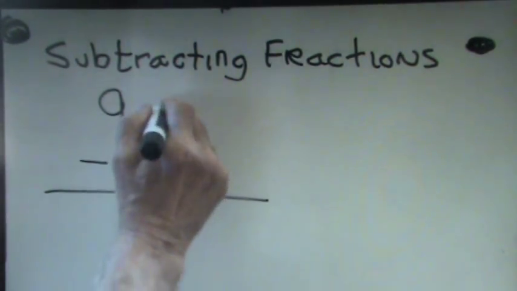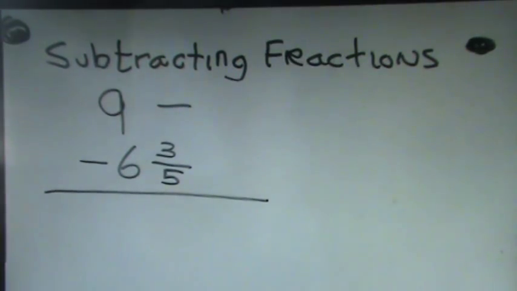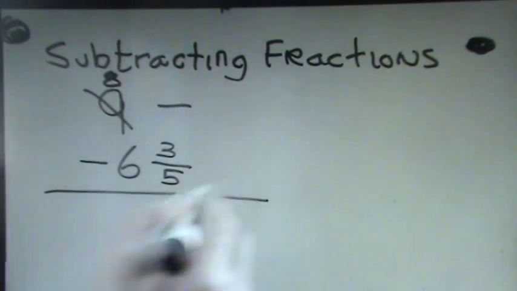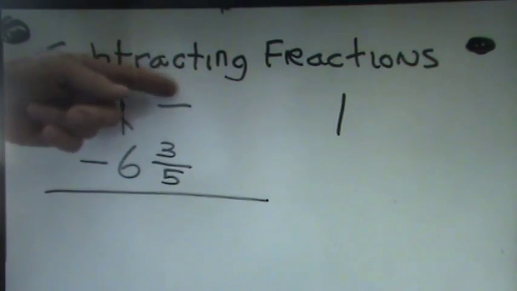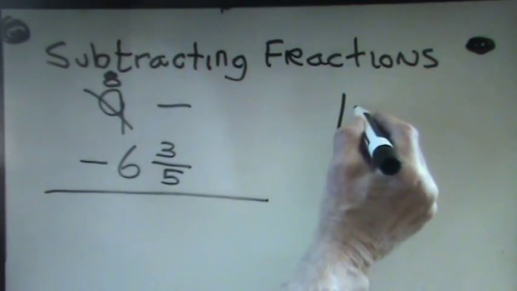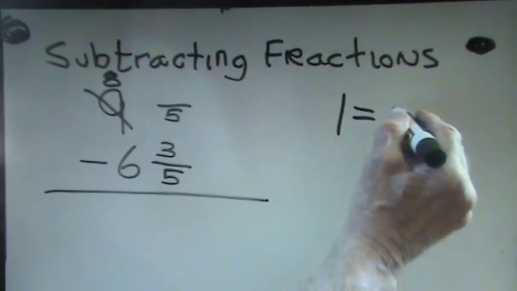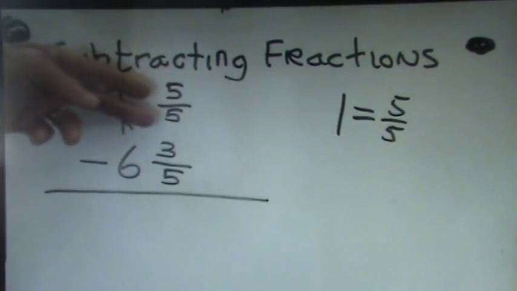What I need up here is a fraction whose denominator is 5. Well, in subtraction, we learned in elementary school that I can borrow. So I'm going to change this to the whole number 8, and I'm going to borrow the number 1. But the number 1 doesn't help me. I can't put the number 1 here. But I do know that if I have to have a fraction whose denominator is 5, I can change the number 1 into 5/5. So I borrowed 1, and I put 5/5 here.